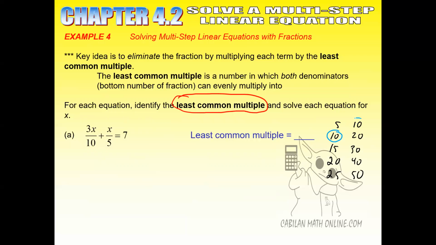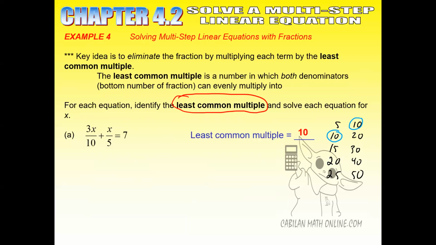Now, I'm just going to throw another example here. Well, don't they have 20 in common? Yes, they do. However, when it comes to the least common multiple, you always choose the number that they have in common that is the lowest one. So that's going to be the least common multiple, in this case 10.